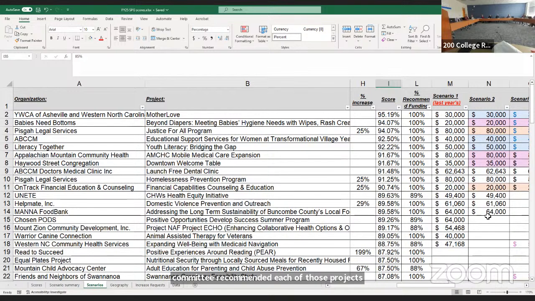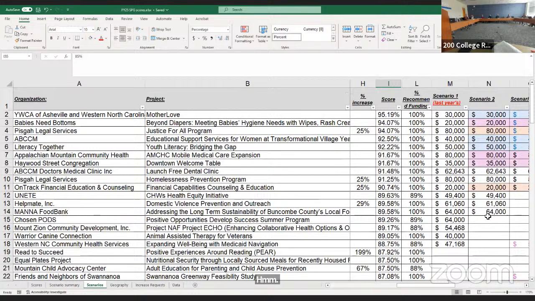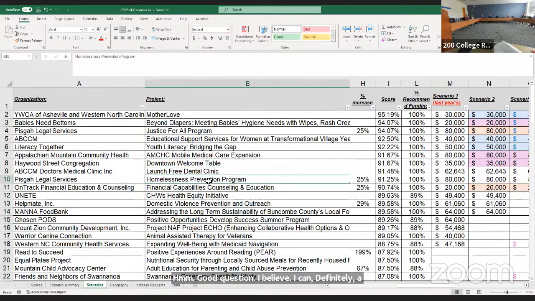Do we have duplicate organizations in these areas? Good question. I believe I can quickly look and get that answer. Fiscal Legal is the only one that would be a duplicate there, in scenario 1 and 2. Oh, and maybe ABCCM, is that another? I can look through and get that answer, unless there are continues.